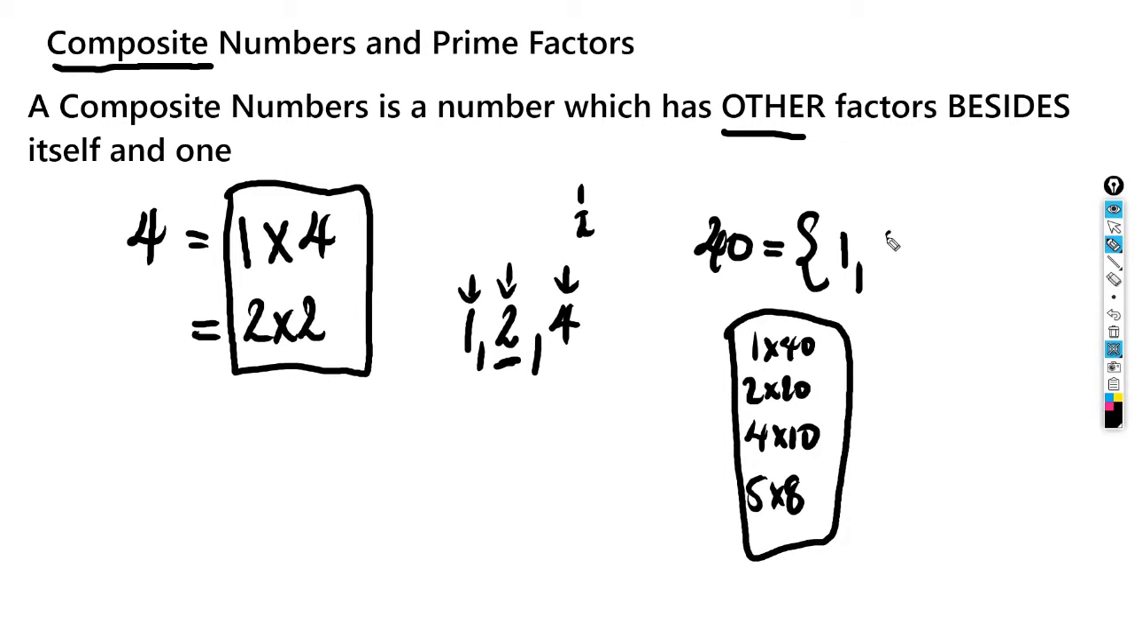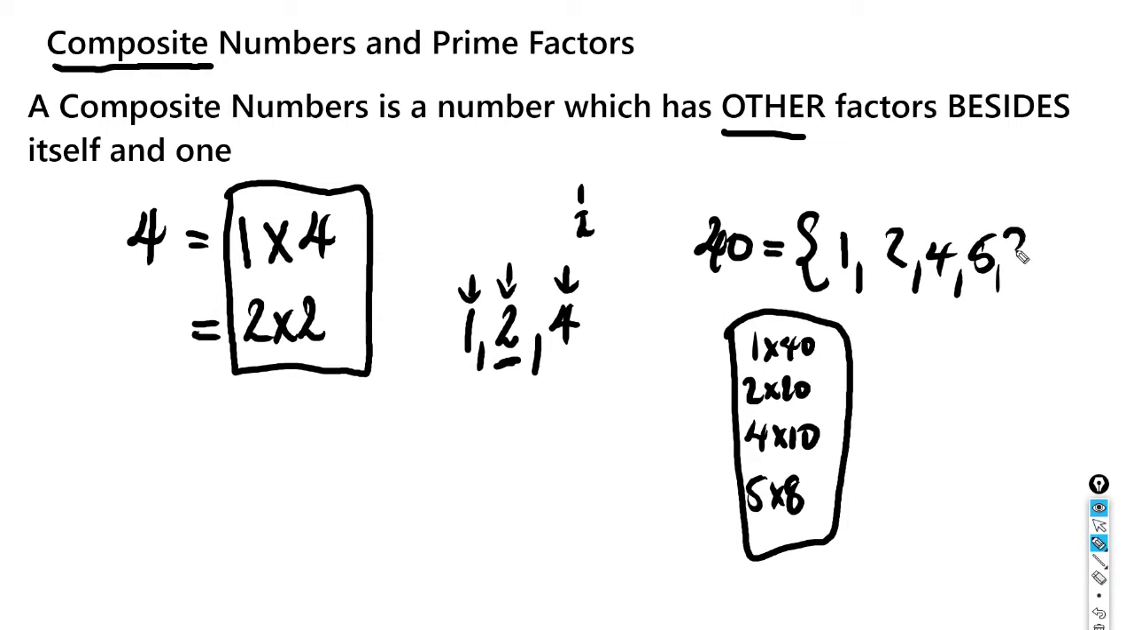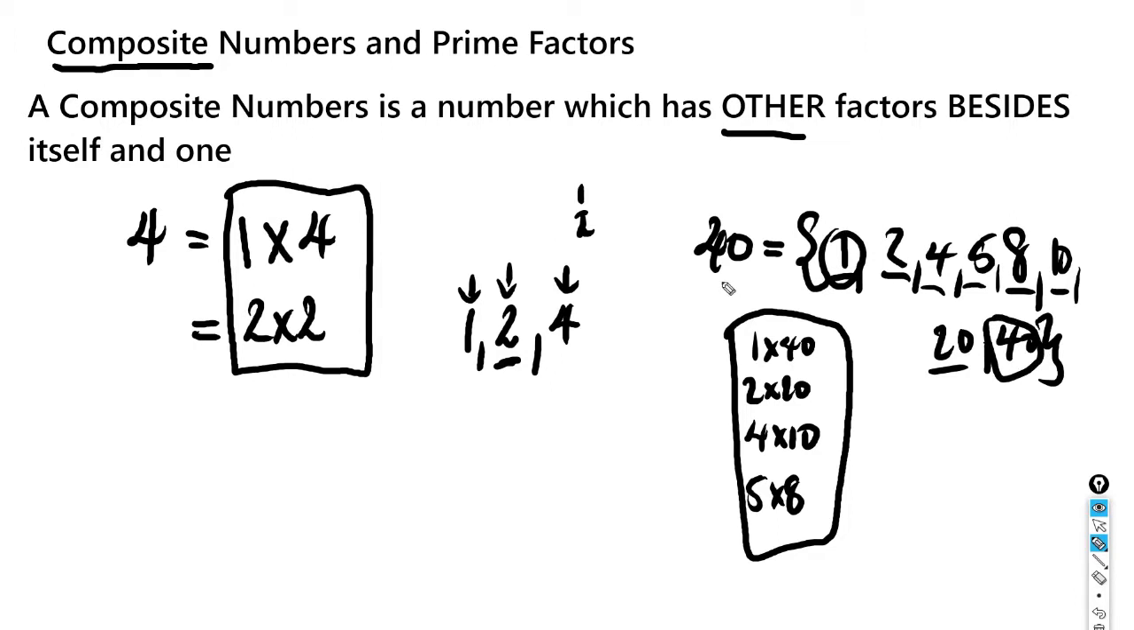So 1, 2, 4, 5, 8, 10, 20, 40. These are all the factors for 40. So it has 6 other factors besides itself and 1, right? So clearly 40 is also a composite number. Most numbers are composite numbers. Most numbers have 3 factors or more, and those numbers would be considered composite.